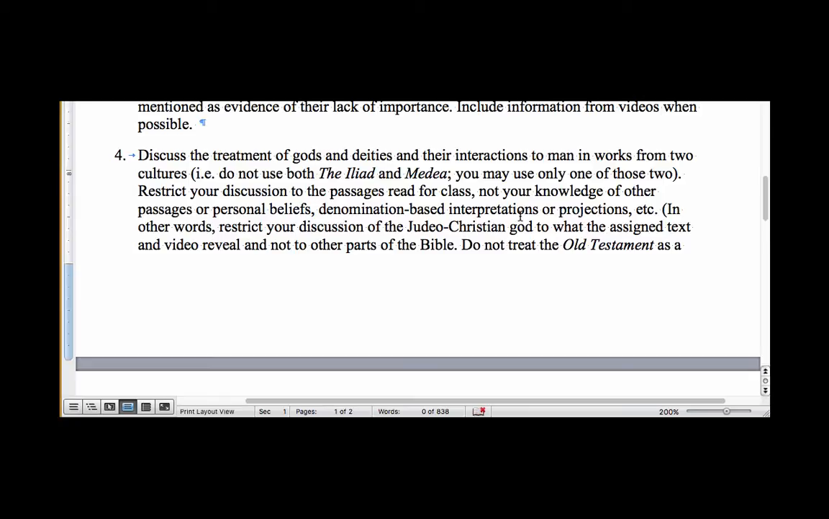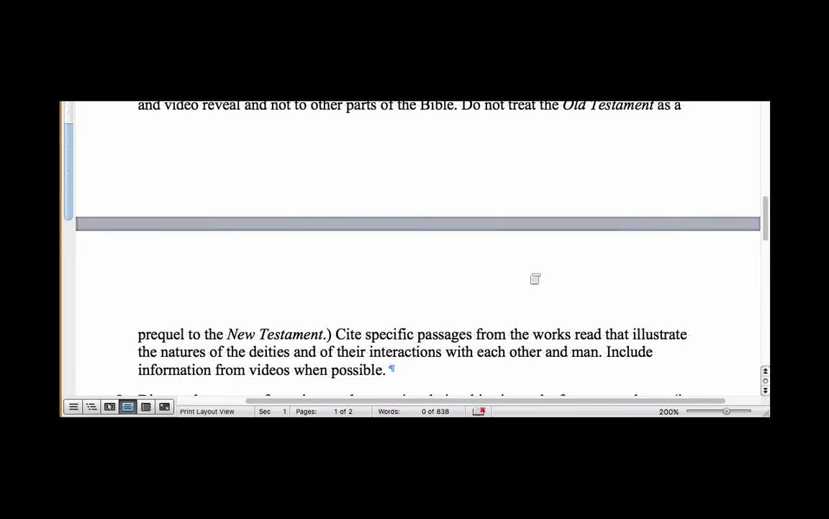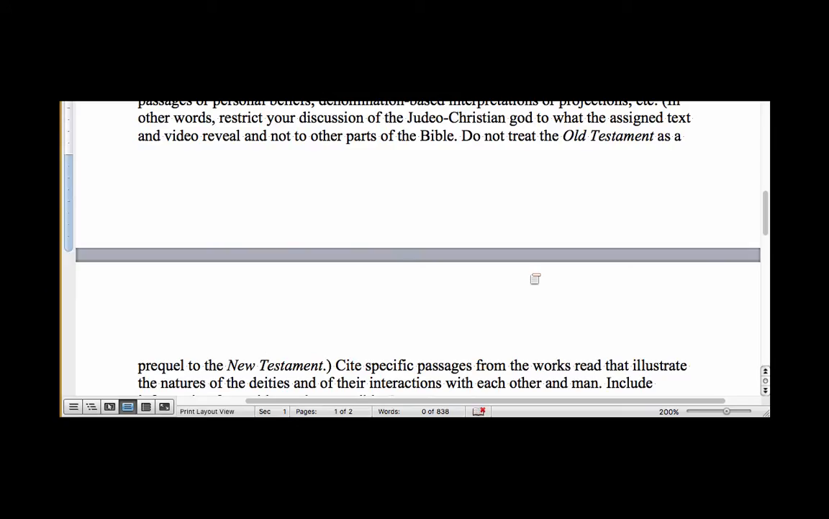One of the main differences, of course, is that there is only one god in Genesis, while there are multiple gods in the Epic of Gilgamesh and the Iliad. And the presentation in the video does discuss the importance of there being only one god in Genesis. One of the things to note, though, as is noted on the exam assignment page, if you work with Genesis, stick to how God is portrayed in the selections from Genesis, not how he's portrayed in the New Testament or any other part of the Old Testament.